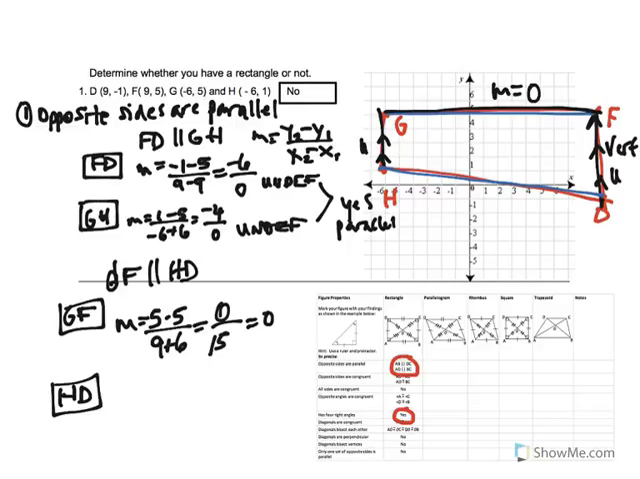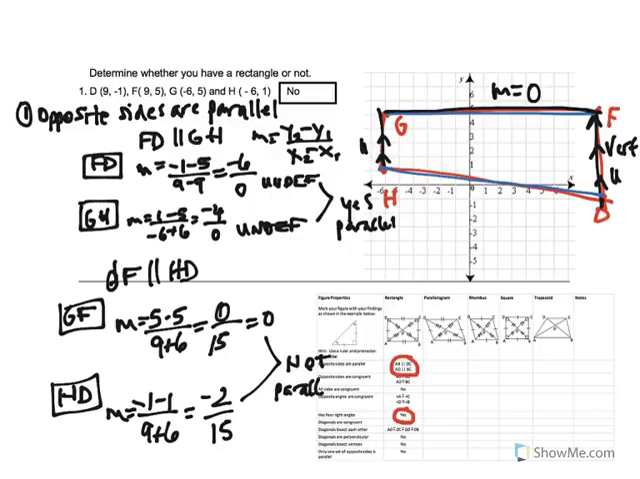So for HD, we have slope equals -1 minus 1 over 9 plus 6 equals -2 over 15. These two slopes are not the same, so they are not parallel. And therefore, we just stop. We don't need to prove the second part because we already proved that the first one is not true. Therefore, we do not have a rectangle. So we write not a rectangle.